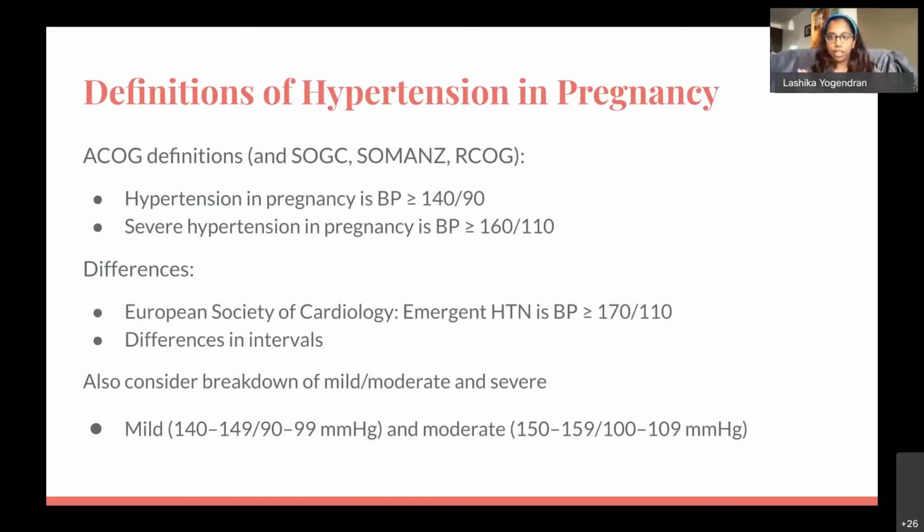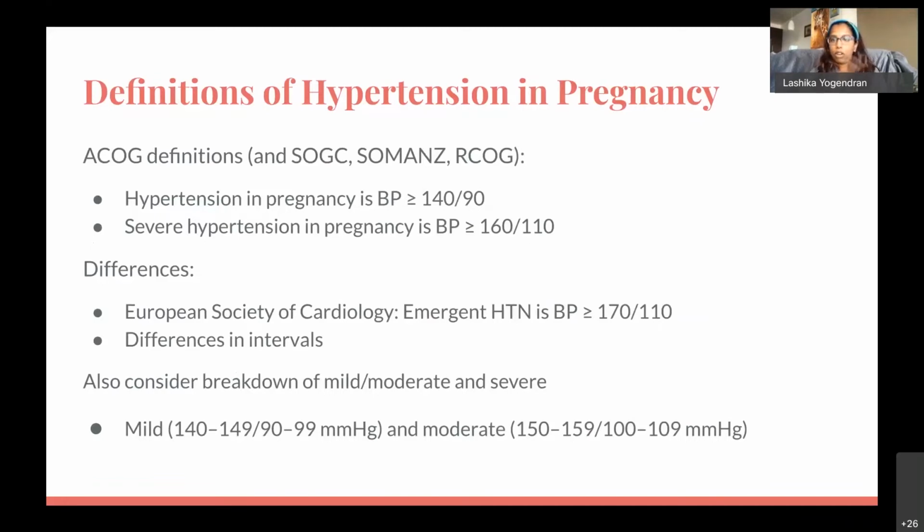There are differences in intervals, for example, gestational hypertension is within a 4-hour difference between the two numbers. I think for SOGC, it's a matter of minutes. If you have two blood pressures that are 140 over 90 or greater, that causes you to meet gestational hypertension. There's also a breakdown of mild, moderate, and severe. So mild is 140 to 149 over 90 to 99, then moderate is 150 to 159 over 100 to 109.